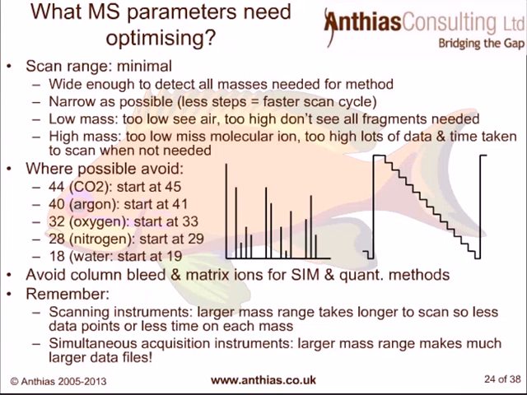So where possible, we want to try and avoid 44, which is CO2, 40, which is argon, 32, which is oxygen, 28, which is nitrogen, and 18, which is water. So these will give us a high background. Also, we want to try and avoid any column bleed and matrix ions for SIM and quant methods as well. So we don't want to be using the same ions as are present in our column bleed or matrix where possible. And remember that for scanning instruments, the larger the mass range, the longer it takes to scan, so you get fewer data points or less time on each mass, which will also affect sensitivity. For simultaneous acquisition instruments, the larger the mass range just makes much larger data files.